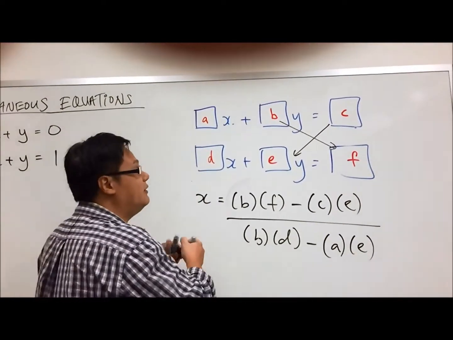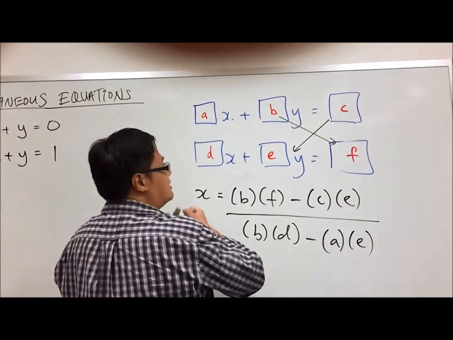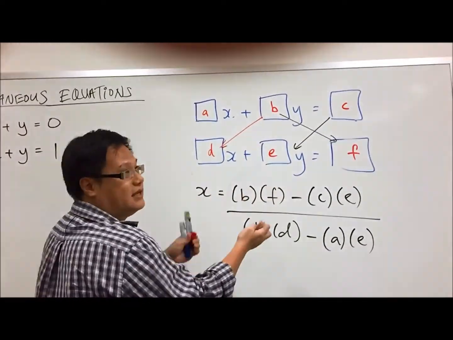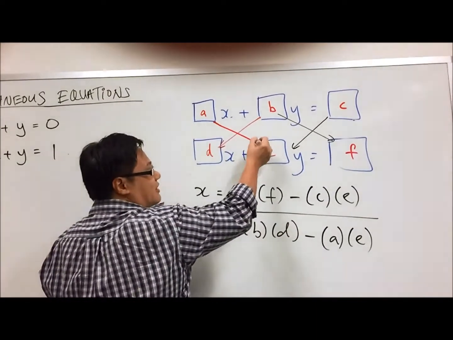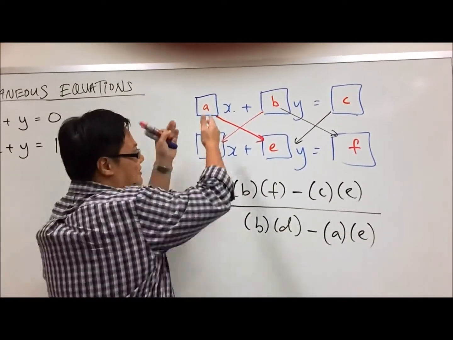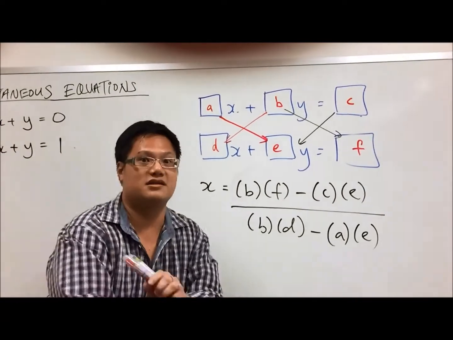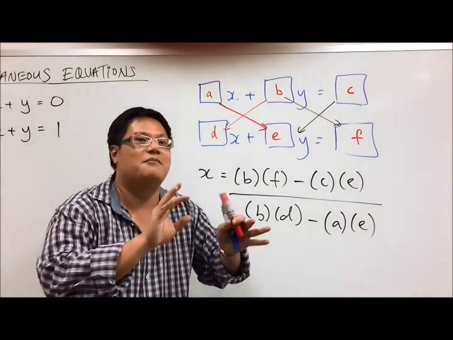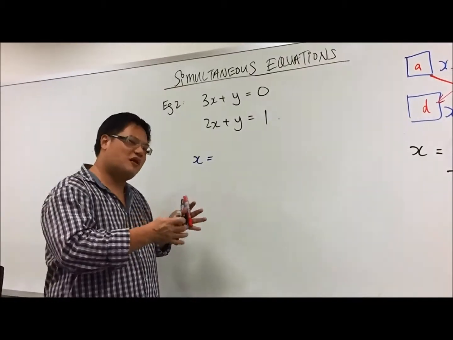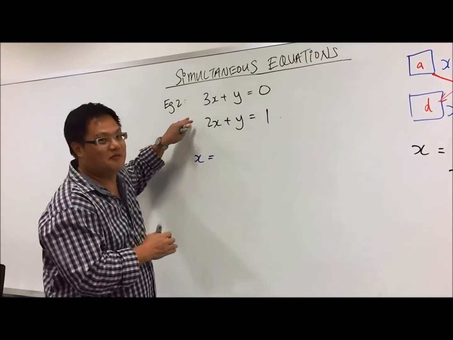What is the denominator? In this case, the process looks like this. B times d, this times this, minus a times c, this times this. This requires no understanding, just a recognition of positions. Okay, let's try this now and see if it works for our problem.